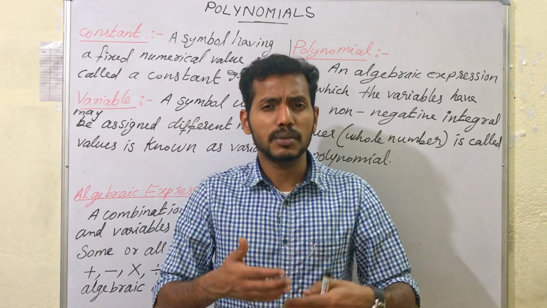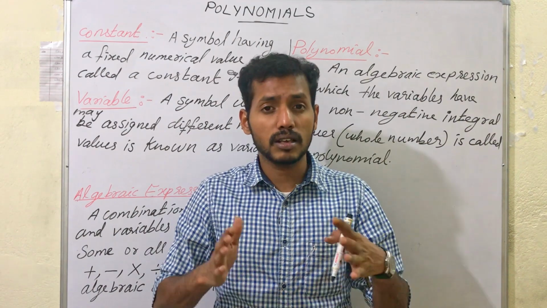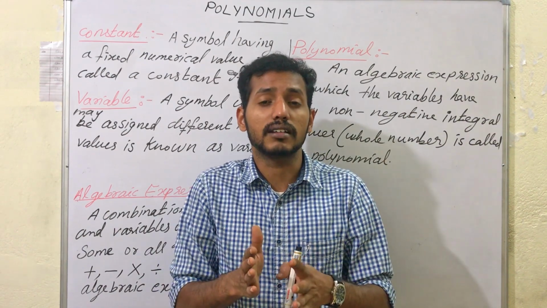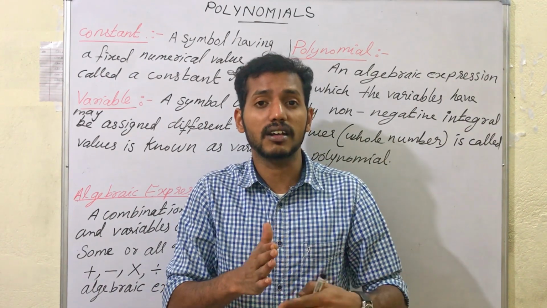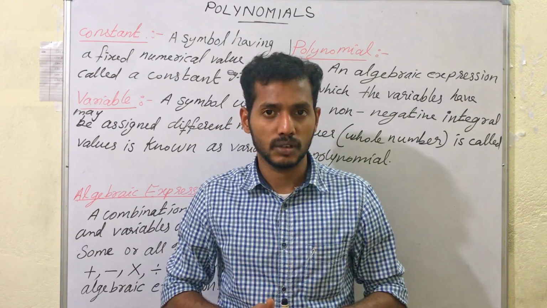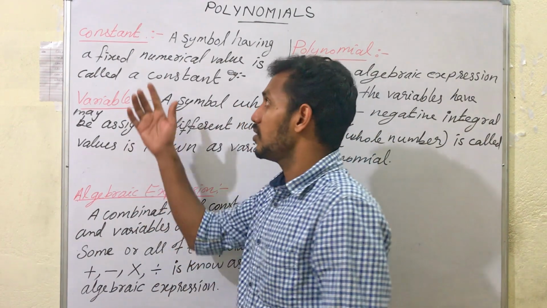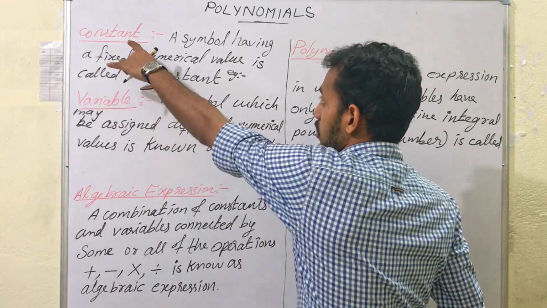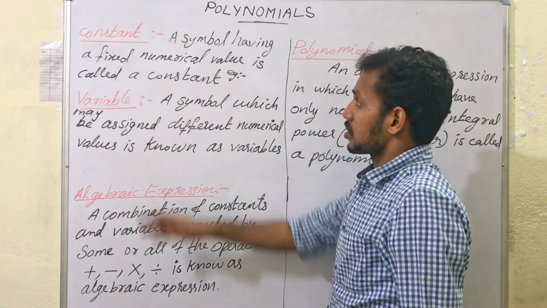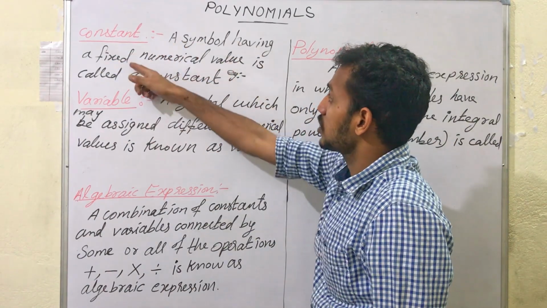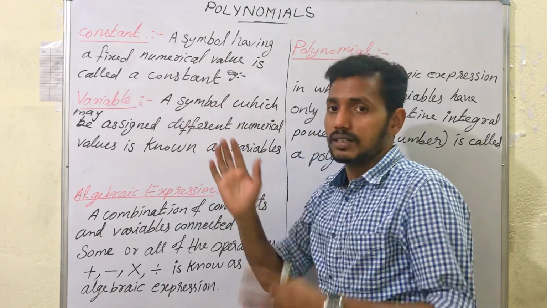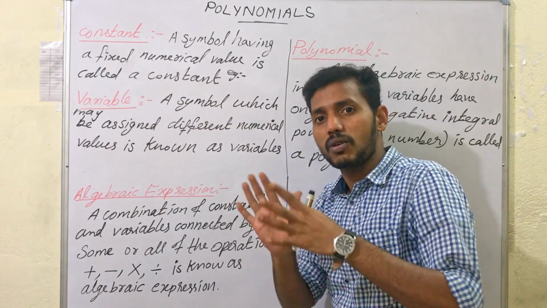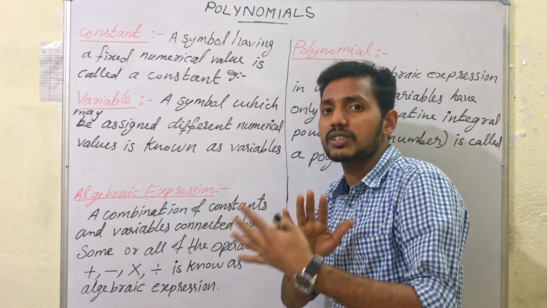Before getting deep into polynomials, let's recall the things which you have learned in class 8 regarding algebraic expressions. The basic terms you have learned, the first one, constant. What is a constant? A symbol having a fixed numerical value is called a constant. Its value is fixed, it never changes.